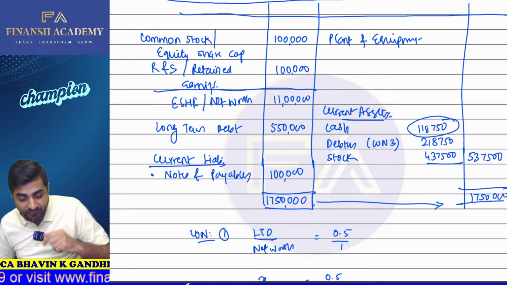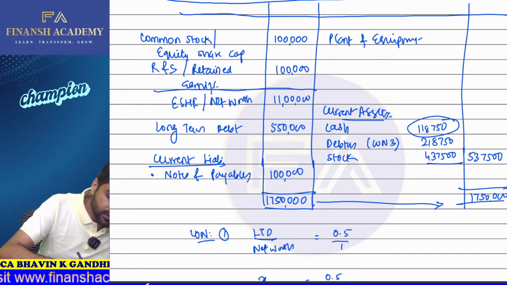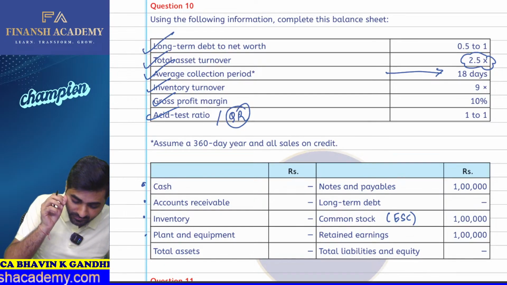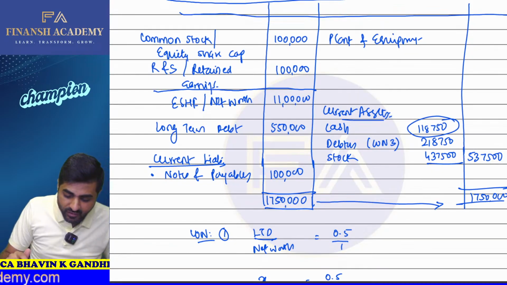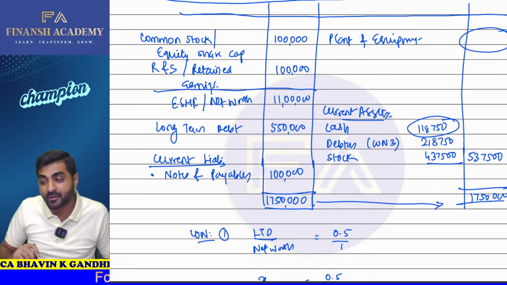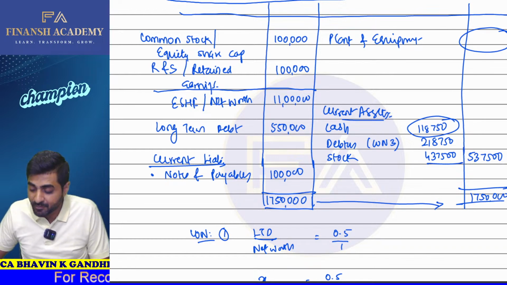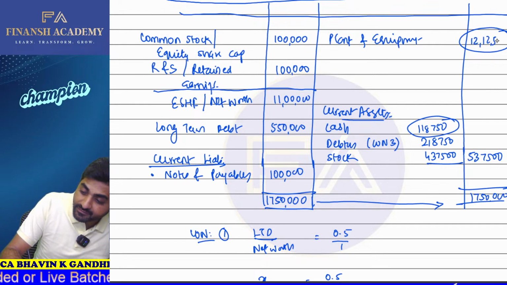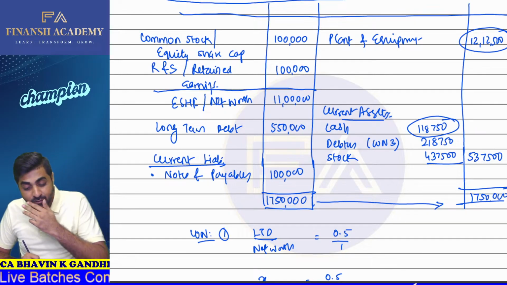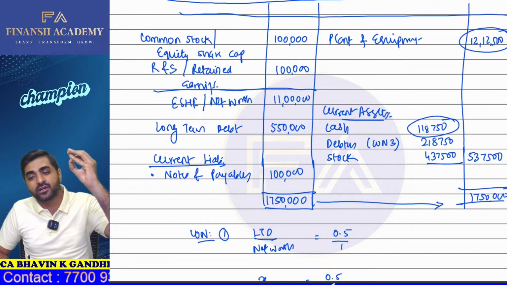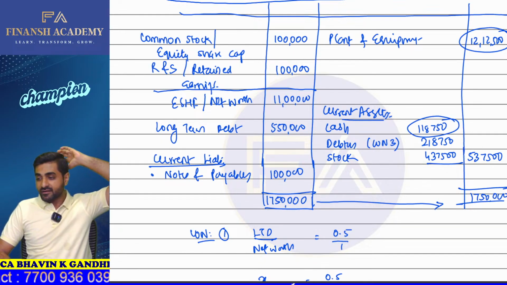Now, my dear students, after this, what is the next thing? Asset test ratio also we have considered. So I think now we have considered all the things. So the balancing figure here will be your plant and equipment. So what is going to be the balancing part? From 17,50,000, I will subtract 5,37,500. So this will be 12,12,500. And is this going to be my amount of the fixed assets? Come on, yes or no? Answer is absolutely yes. This is going to be 12,12,500.